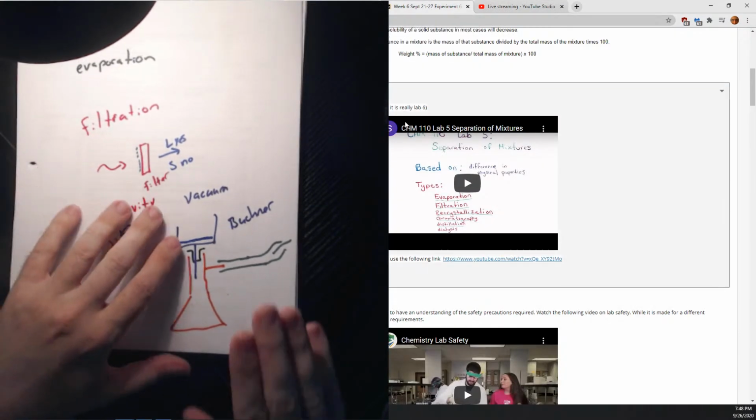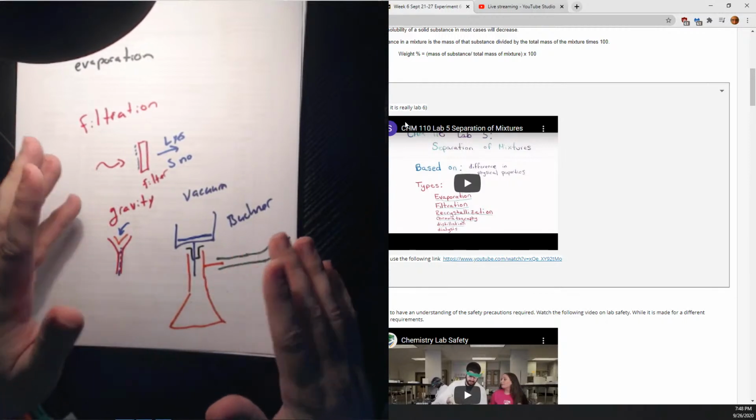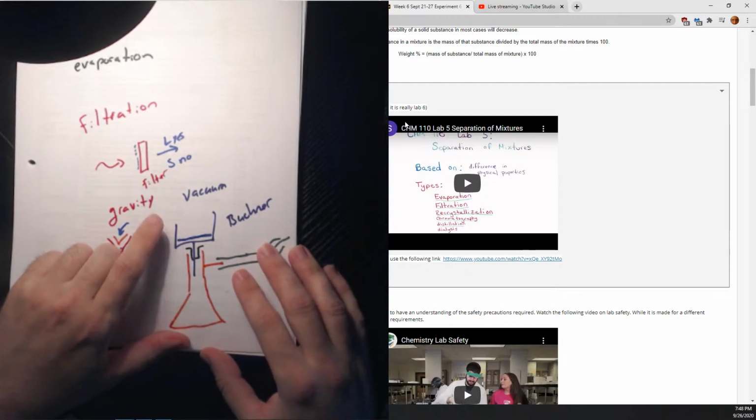All right. So those are both filtration. If you have a solid and a liquid, obviously this would have to be a heterogeneous mixture, and you can collect the solid on top of here.